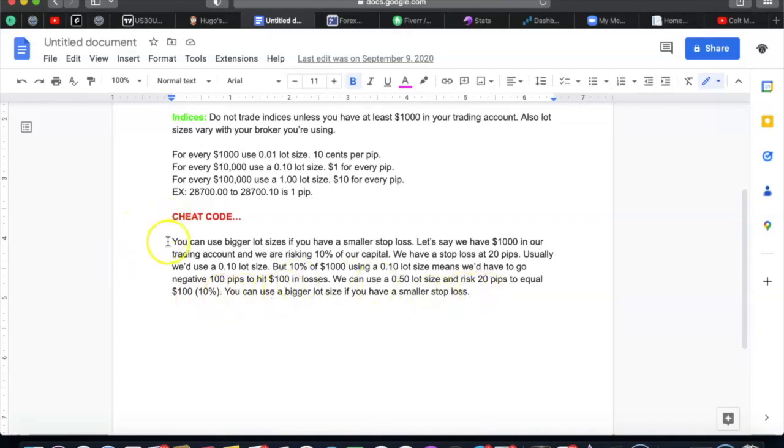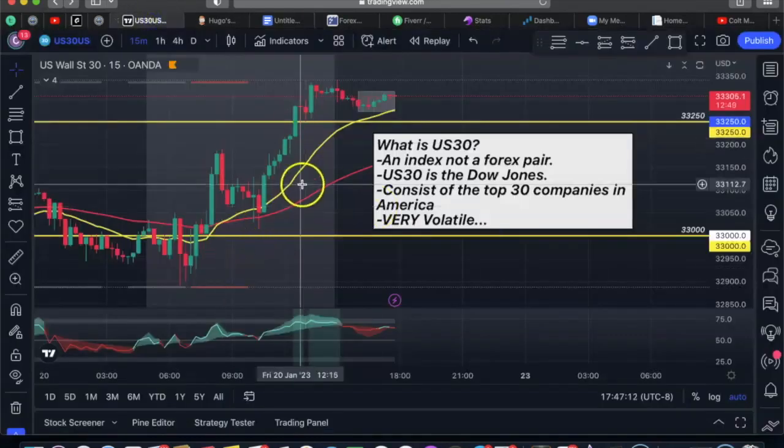So this is really correlating with forex pairs, but you guys can do the math and correlate it with forex pairs as well. With indices though, you have to kind of use a bigger lot size.